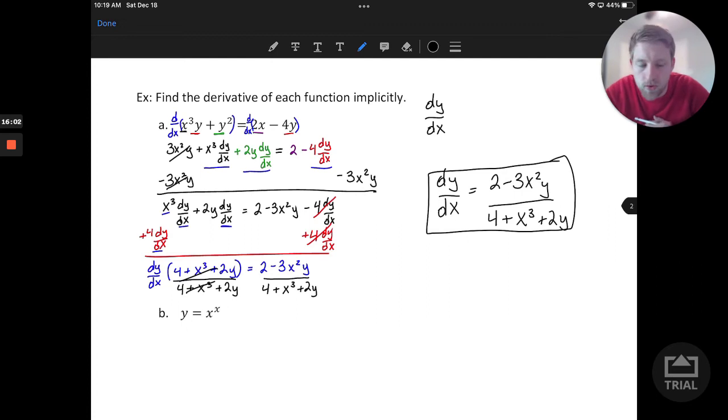So notice that this derivative is dependent on both x and y. So there's two variables that this is dependent on. And we would have our derivative with respect to x here.